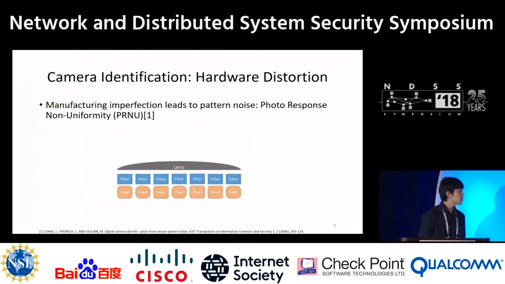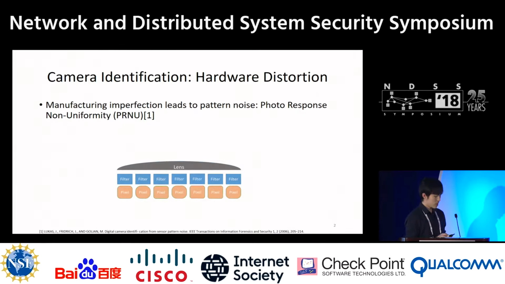So first, I'd like to introduce some background about camera identification. The main principle is that the manufacturing imperfection of the image sensors in camera will lead to certain pattern noise in the captured image. This phenomenon is called photo response non-uniformity.